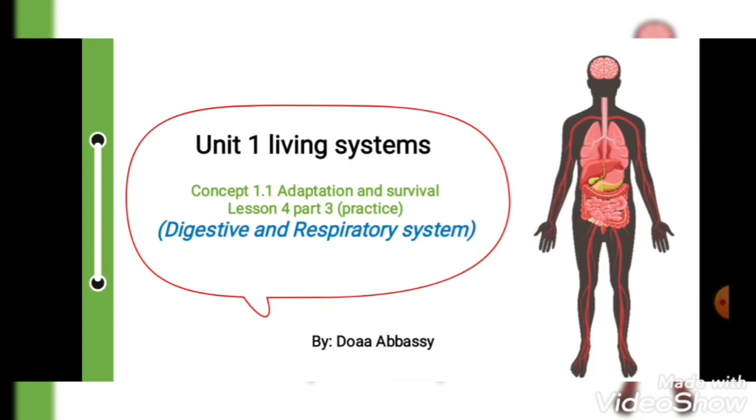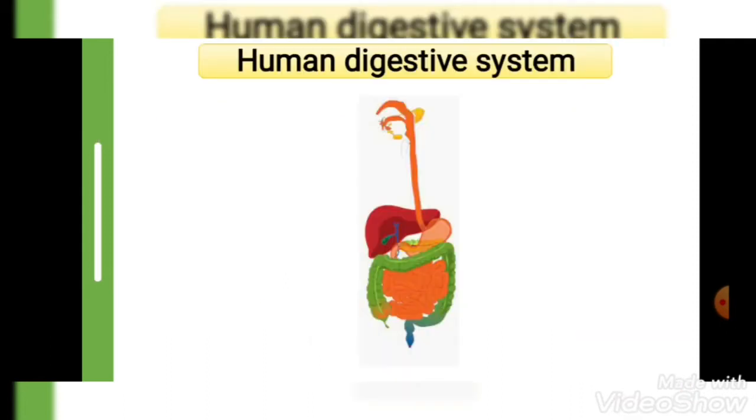هنكمل مع بعض Unit 1 Living Systems Concept 101 Adaptation and Survival Lesson 4 Part 3. في Part 3 هنحل Practice على Digestive و respiratory system. أتمنى أنكم تكونوا ذاكرتوهم فتعرفوا تستفيدوا من الحلقة النهاردة. أول حاجة هنتكلم فيها نراجع بسرعة على Human Digestive System.